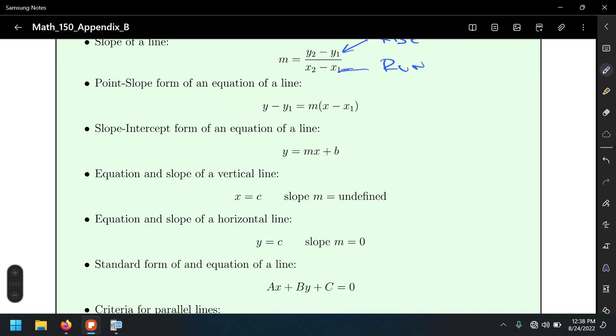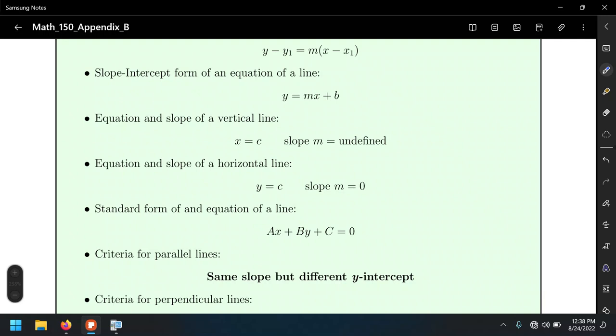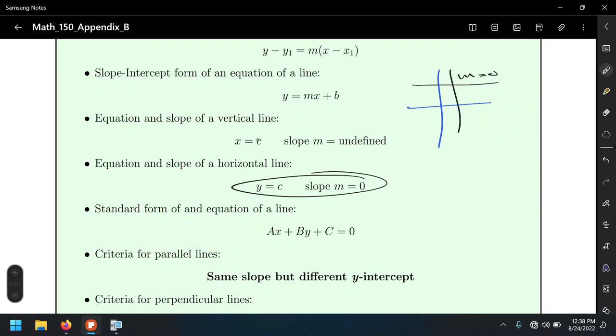So we have the point-slope form. For the equation, we need a point and we need to find the slope, right? The slope-intercept form is the form for which you solve for y in the equation. And then we have vertical lines and horizontal lines. Those are a couple of special cases. The horizontal line happens to be the one with slope equal to zero, and it's described with the letter y. And we also have the vertical line, with a slope which is undefined, right? So pieces of information from the past again.